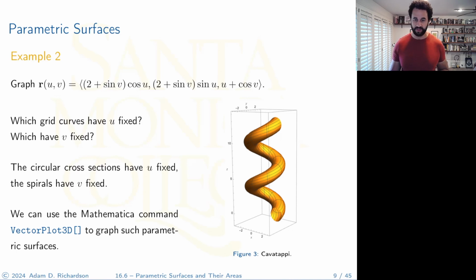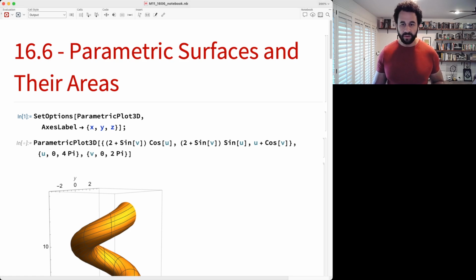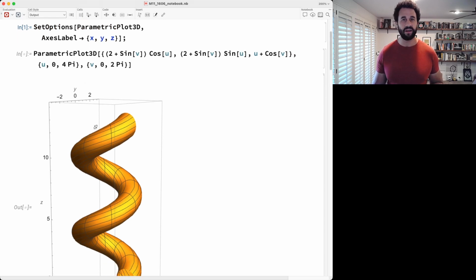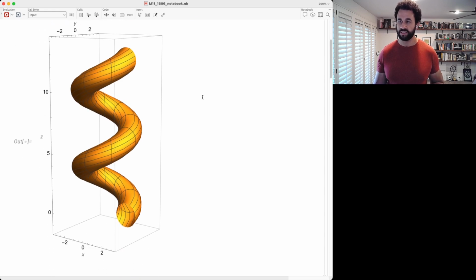Okay, let's take a look at it in Mathematica. You can use this plot command, vector plot 3D, and you can graph these things. We've looked at that before, but let's take a look at this one again. Okay, you can see this. So here is the command that's plotting our cavatappi noodle, parametric plot 3D. All I did was I entered the vector function like so as a list. There's the vector function entered as a list. And then I specified where u was going to go from and to, and where v was going to go from and to. And then this is what it produces here.